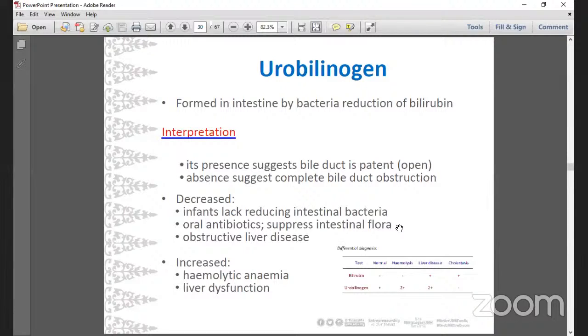And the third one is obstructive liver disease. That means the conjugated bilirubin cannot pass through the bile duct to the intestine, so it cannot be converted to urobilinogen. And urobilinogen can also increase when there's a hemolytic anemia or liver dysfunction. So urobilinogen is always associated with the bilirubin. Okay.